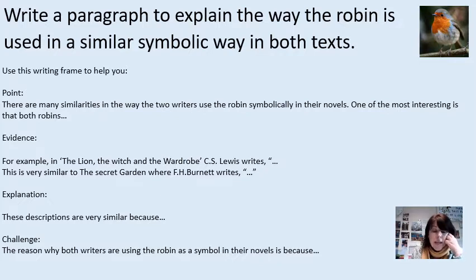For example, in The Lion, the Witch and the Wardrobe, C.S. Lewis writes, blah, blah, blah. And this is very similar to The Secret Garden, where F.H. Burnett writes, blah, blah, blah. And then you want to explain why those things are similar. These descriptions are very similar because, so in your own words, try and explain why the robin's doing the same thing in both texts. And as a challenge, the reason why both writers are using the robin as a symbol in their novels is because, and in your own words again, can you explain where these ideas come from, what the robin represents, and how that's linked to that biblical story?